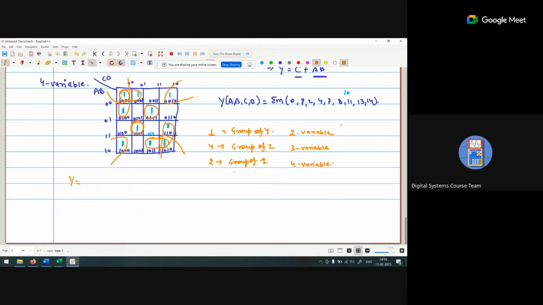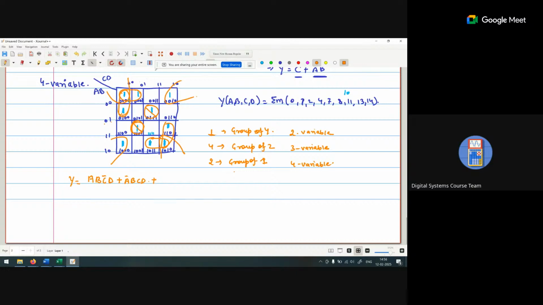So y is equal to a b. Why? Because a and b both are 1, 1. The value of c is 0, so c bar, plus for this one a bar b c. For this group, this will be created. Now we'll go with this one.